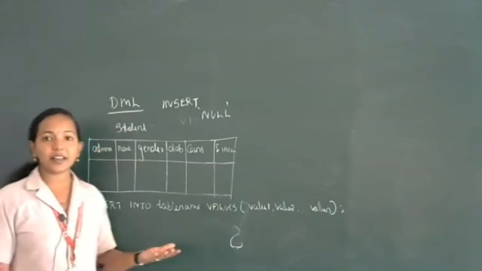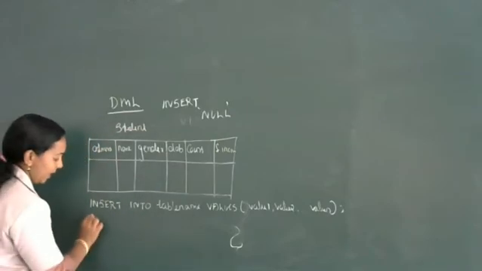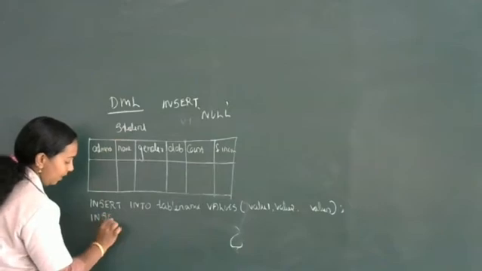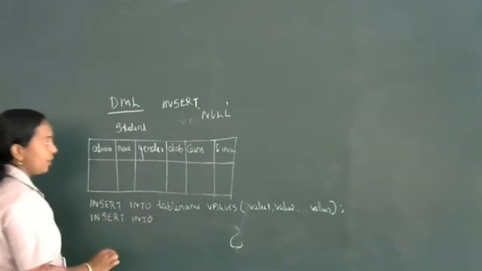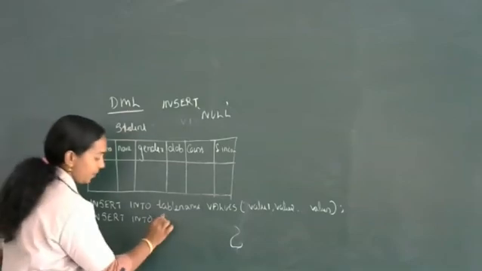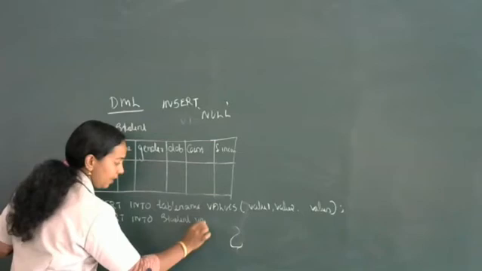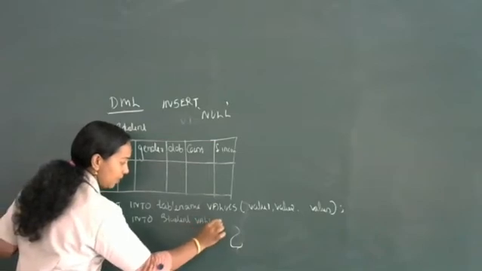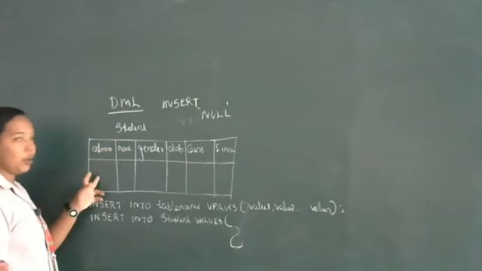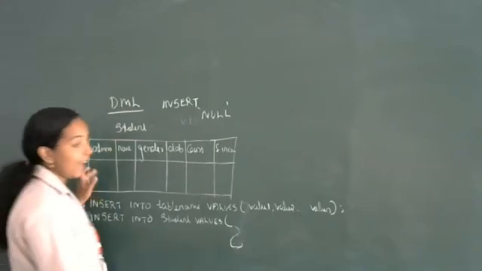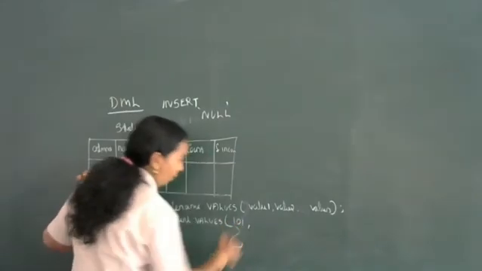So I am going to write one example. I am going to insert a value into the table. Example is: insert into, what is our table name? Student. Insert into student values. What is the first column? Admission number. What is its data type? Integer. So I am going to write 101.